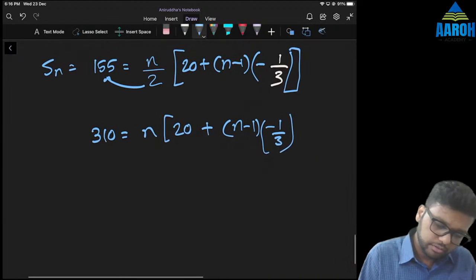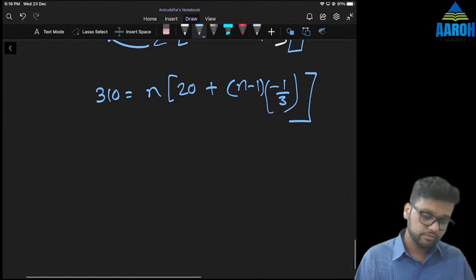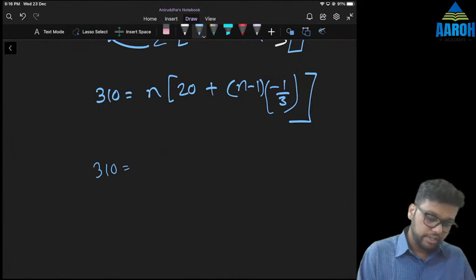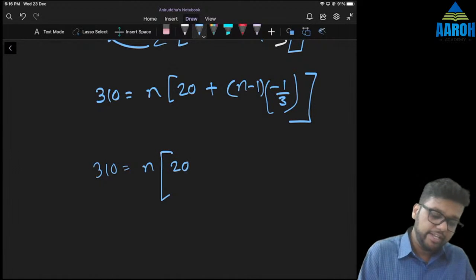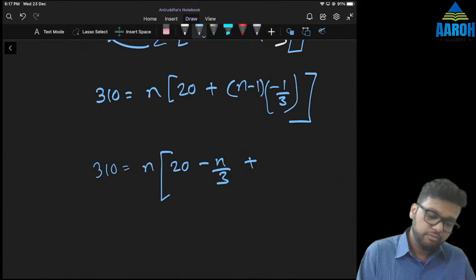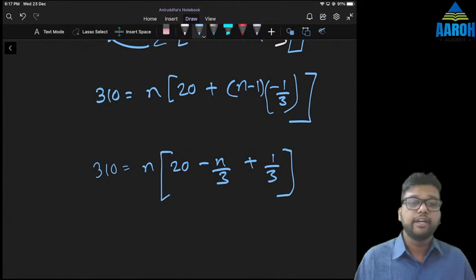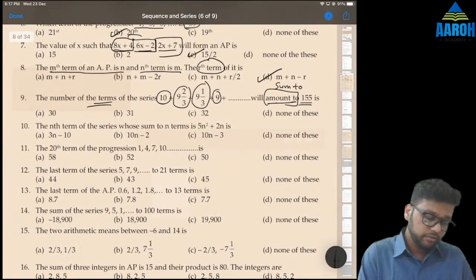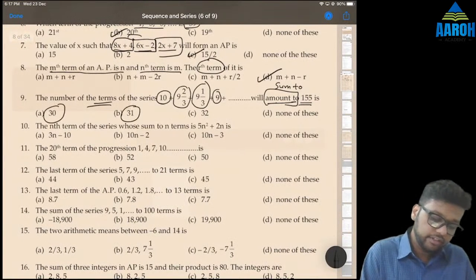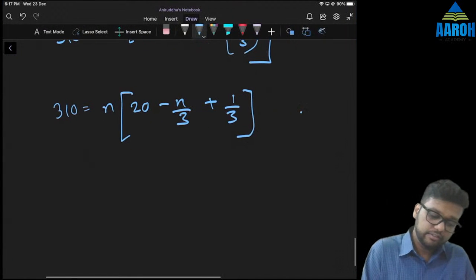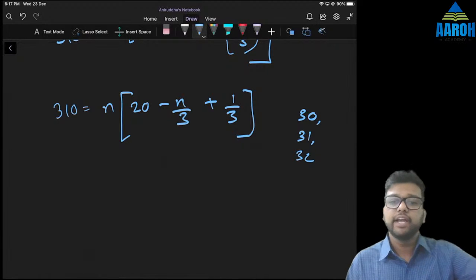Okay, so this will be the equation. So 310 will be n into bracket 20, and if you open the bracket it will be minus n by 3 plus 1 by 3, right? Now actually we can go by options also. Now we have 30, 31, 32. Okay, so we can put the options and check. 30, 31, 32. Can you check and tell me what is the answer?